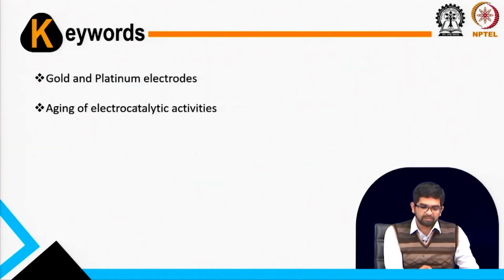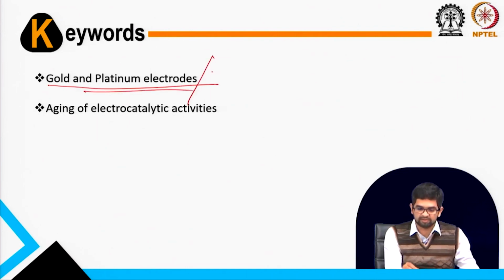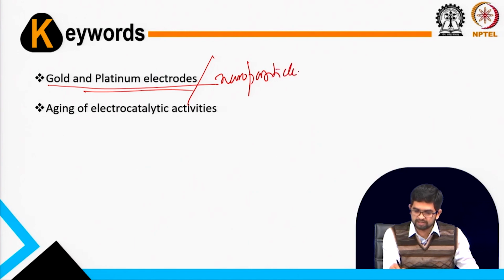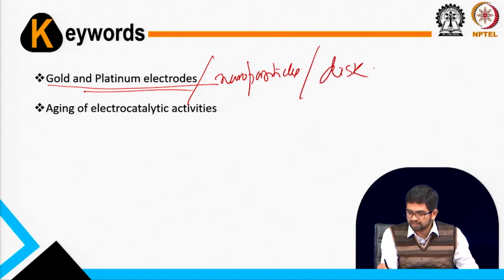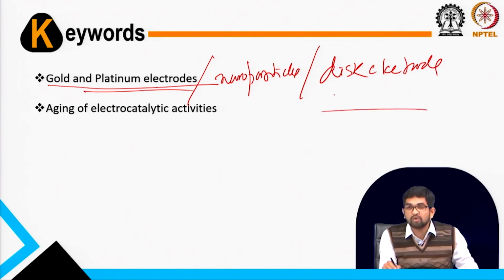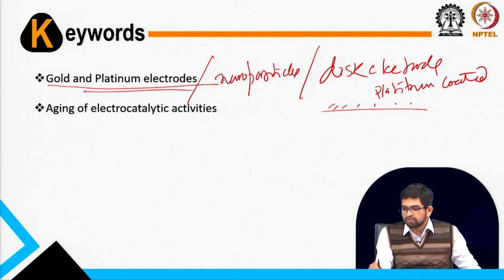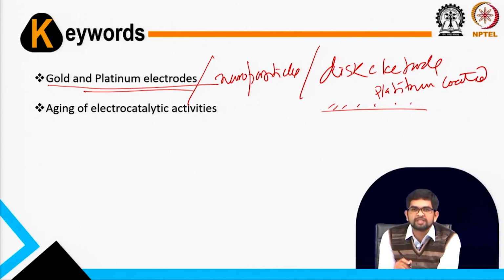So for today's talk, the keywords: let's go to the platinum electrodes. This is nanoparticles, nanoparticles, disc electrodes, and also the platinum coated electrode. So why did I choose different substrates?